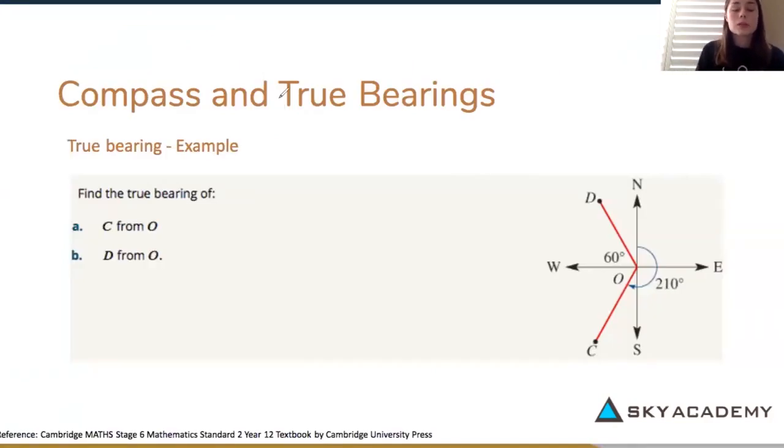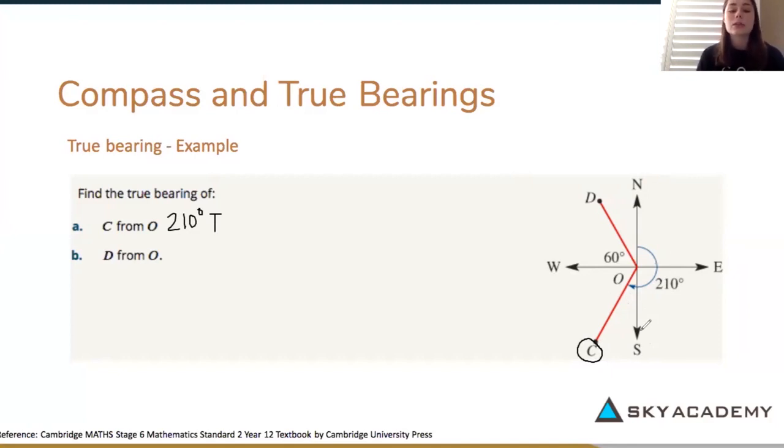Okay, so find the true bearing of C from O. So here's C. And I know my point of origin for true bearings is always north. So I've got to figure out how far C is from north. And it is indicated by the blue line. So they've already got it on there for us. It's 210. So I'm 210 degrees true, C from O. That one was an easy one.